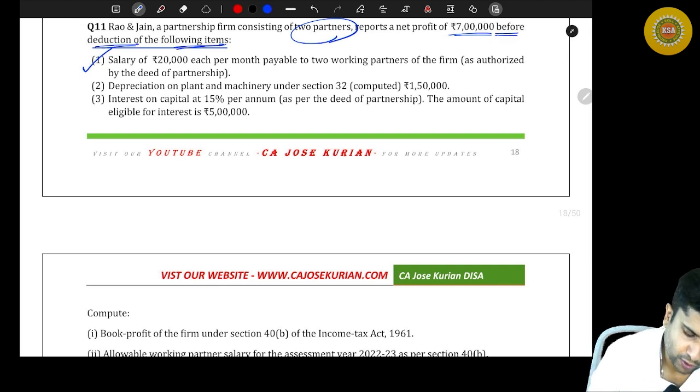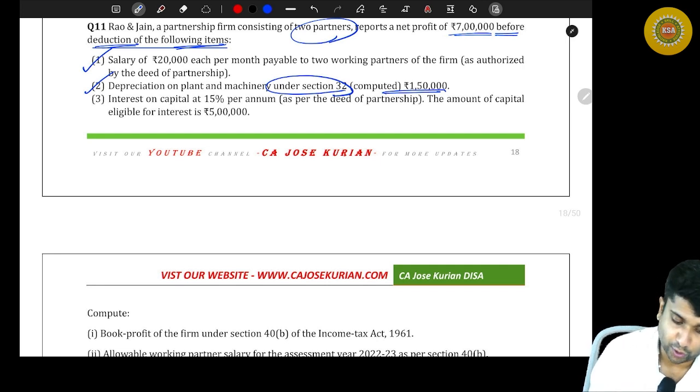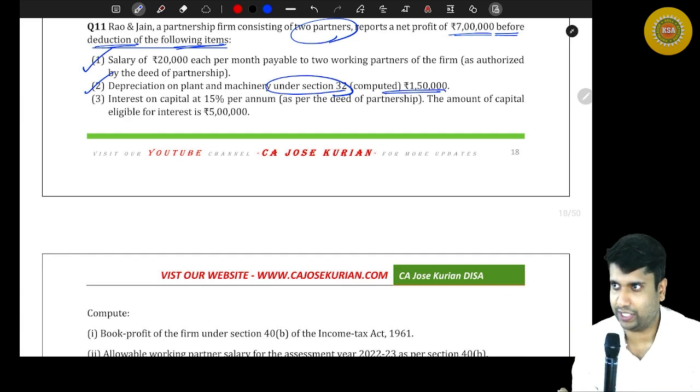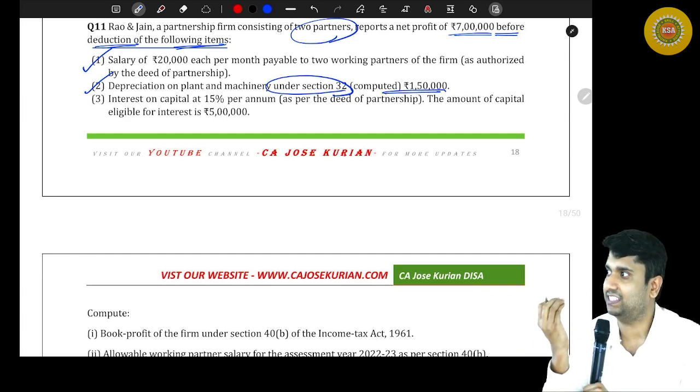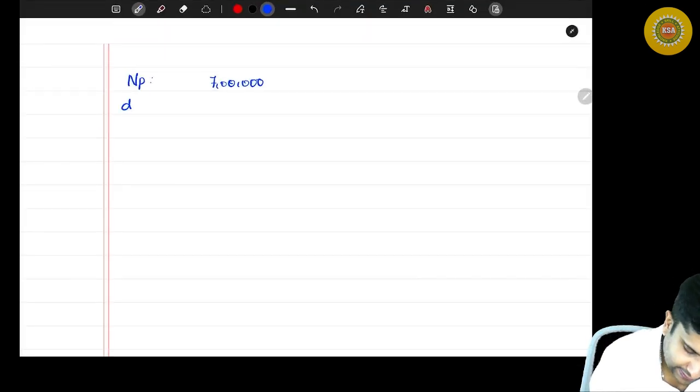Okay. Now, what is item number two? Depreciation on plant and machinery under section 32, computed 1,50,000. So you tell me what to do. That is depreciation. Depreciation is an allowable deduction. Tomorrow we will study about depreciation, section 32. So depreciation under section 32 is definitely a deductible expenditure. How much is that? 1,50,000 you can claim as a deduction.